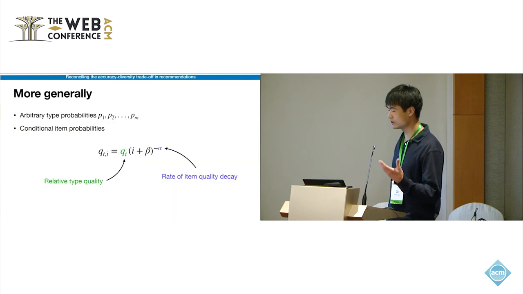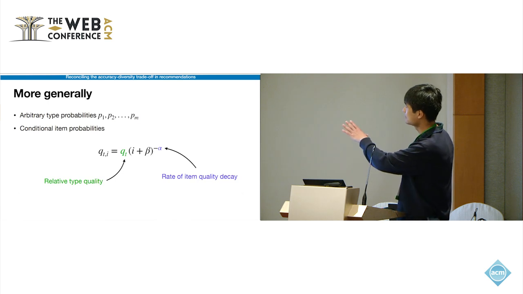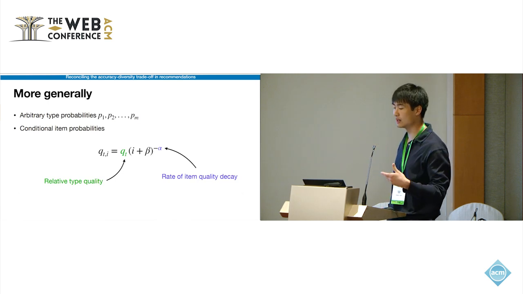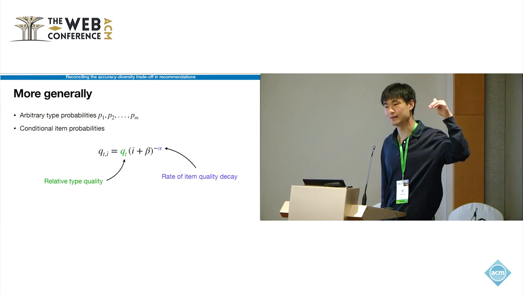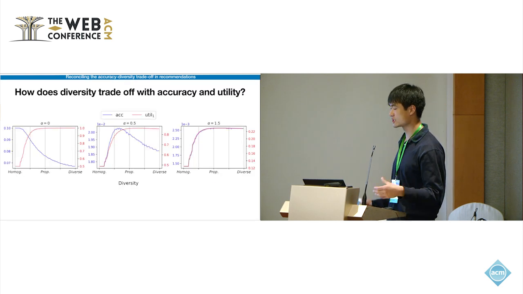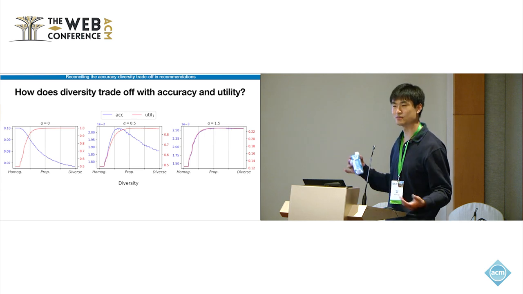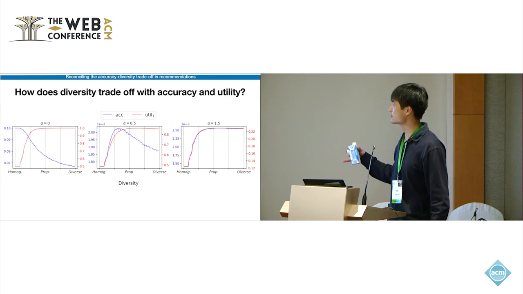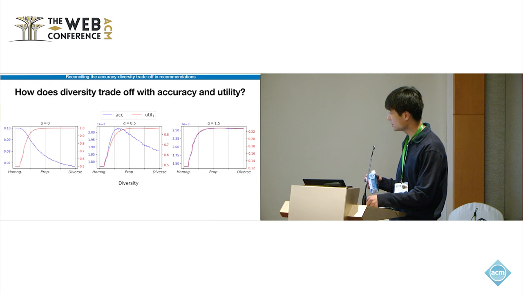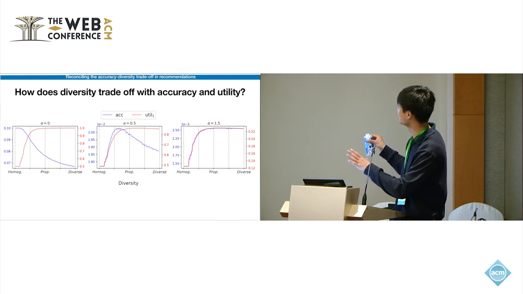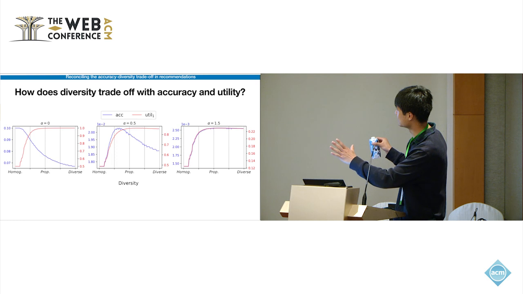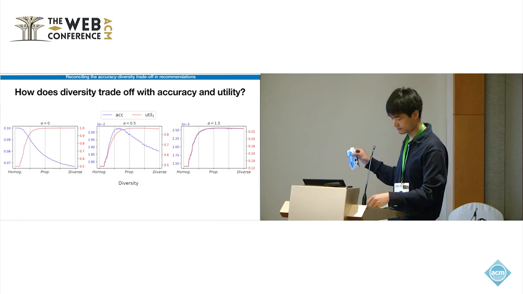Okay, so our general model takes this QTI and generalizes. We allow some rate of item quality decay here, so we let the quality of items within a type also decrease. And we show that the results I've just presented in those specific examples also carry through. Here we see that utility, the red line, is in alignment with diversity. So the more diverse, the higher the utility.